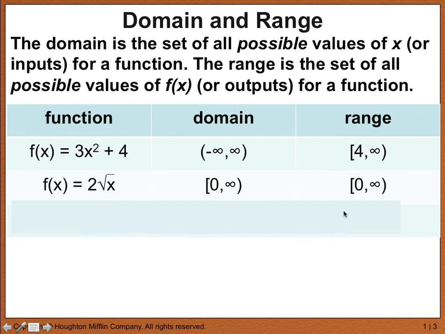Therefore, I've answered part of the question: my lower limit, or the lowest that f of x can be, is bracket 0. The upper limit is going to be infinity because as I plug in larger and larger values of x, I'm going to get larger and larger values of root x, but there is no limit to how big root x can get. And therefore, my range is bracket 0 comma infinity parentheses.